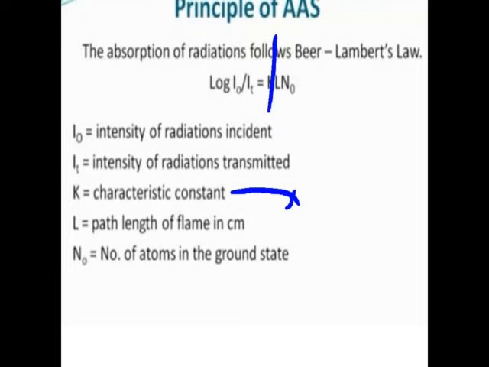So we have seen the introduction, and we have seen the principle. In the principle everything will come, from the sample solution to the conversion into the ground state gaseous atom. Then radiations are formed, the radiations are absorbed, some radiations are transmitted, and that transmitted radiation falls on the detector. Then in the principle you have to write the Beer-Lambert's law for atomic absorption spectroscopy, which is log of I0 upon IT is equal to KLN0.